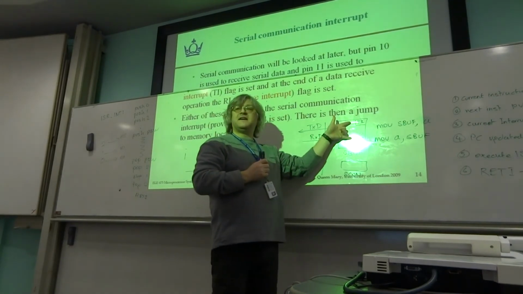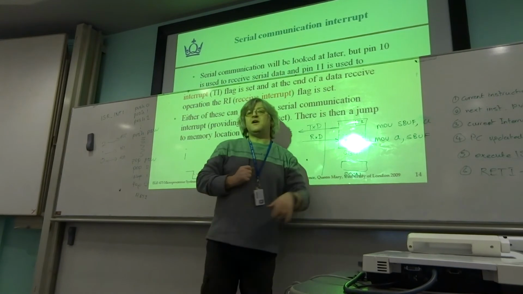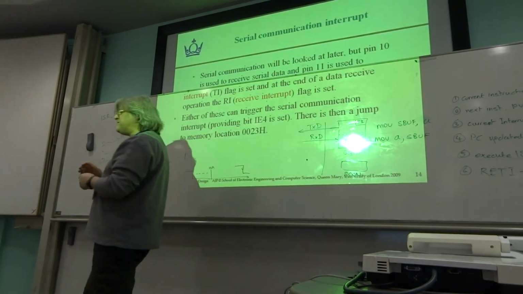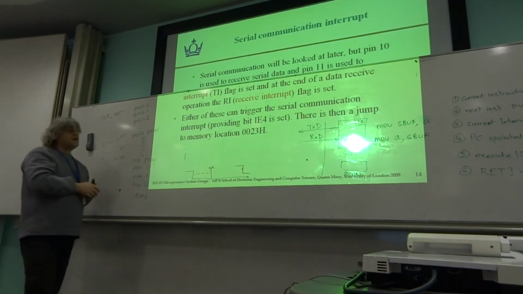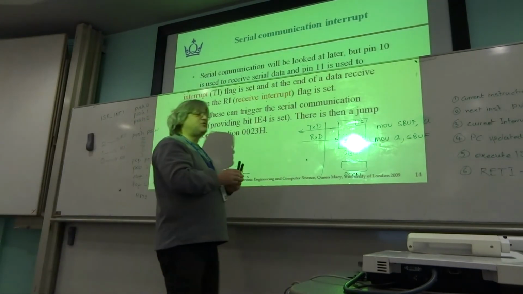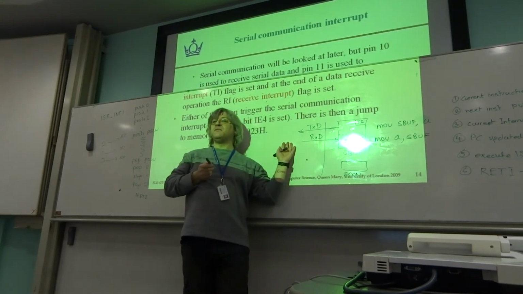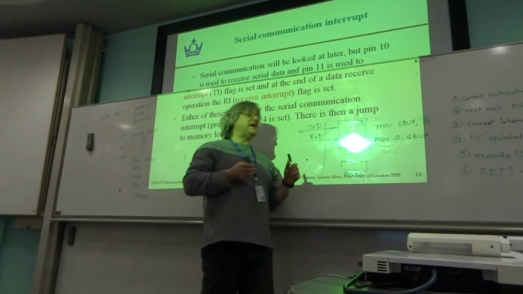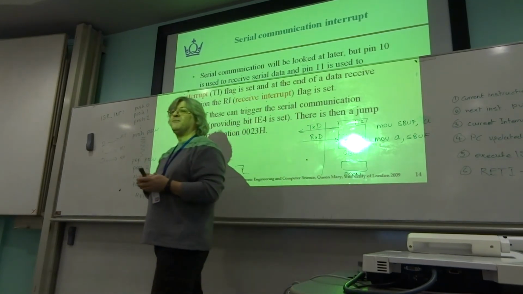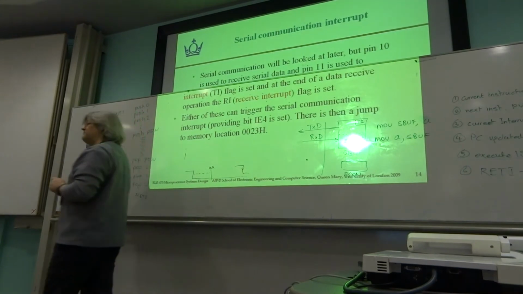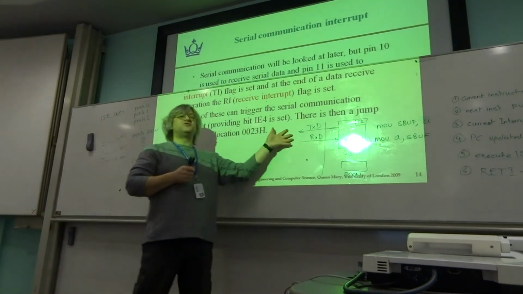Both of these flags are connected to the same interrupt hardware. So if you've enabled the serial interface interrupt and it's triggered, you're not quite sure: has it triggered because I finished sending something, or because someone sent me something? So what you would have to do is check these two flags to find out which one has gone high. Whichever one's gone high tells you what triggered the interrupt.